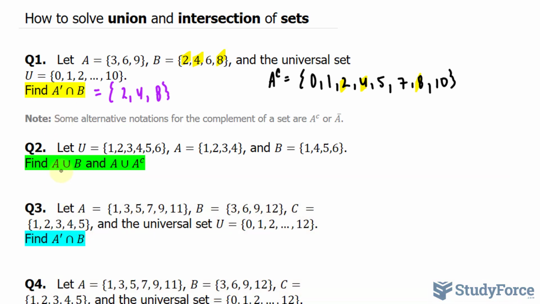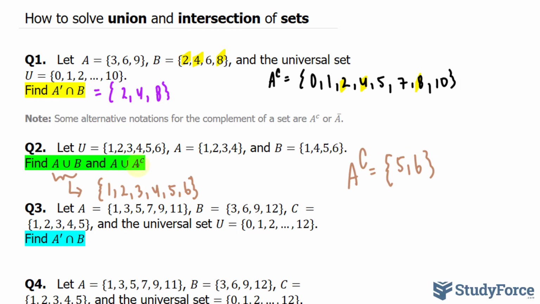So for this first one, what belongs to A or B or both? Well, let's take a look. We have 1, 2, 3, 4, 5, and 6. So the answer to the first one in roster notation will be the numbers 1 through 6. For this one, we need to know what the complement of A is, and that's everything that does not belong to A. So what does not belong to A is 5 and 6. So the complement of A is the set 5 and 6.